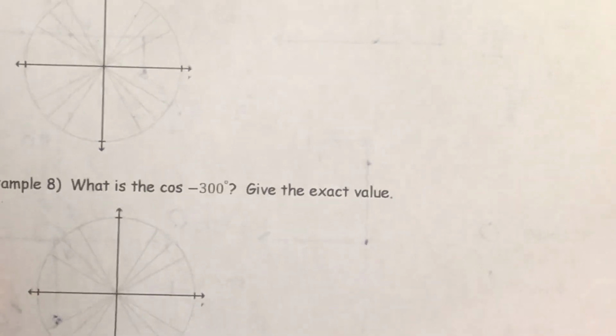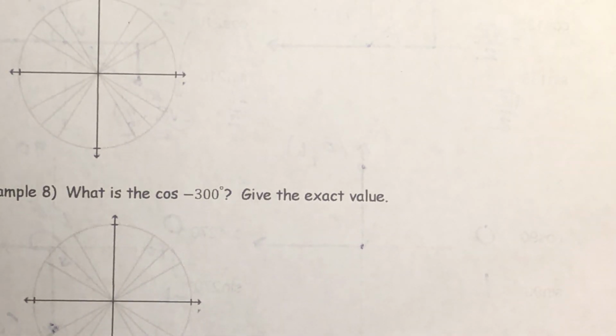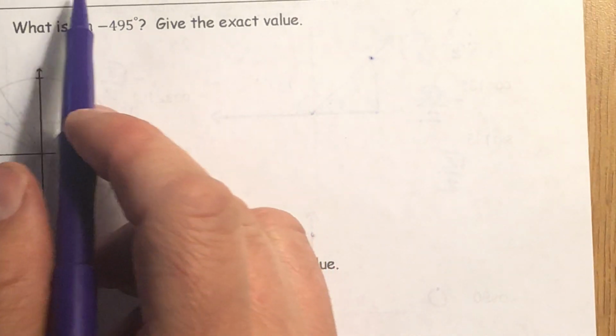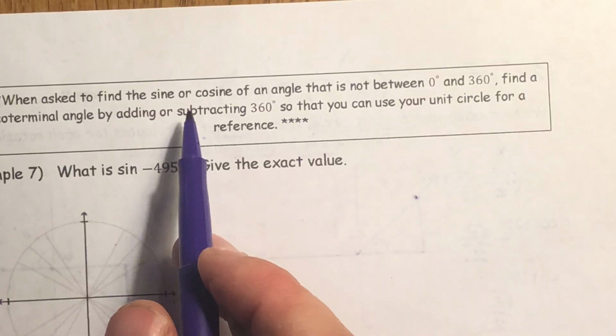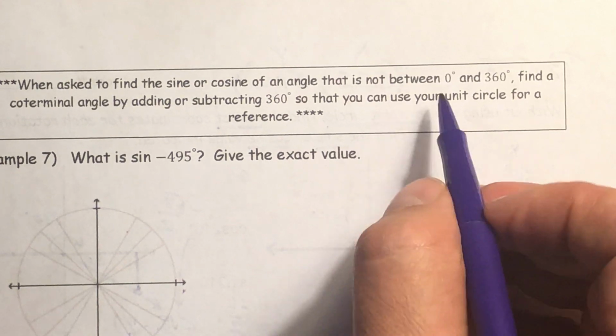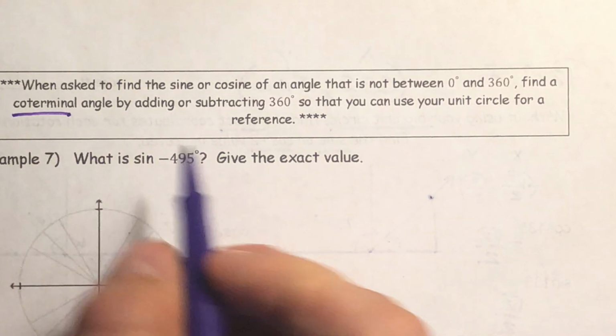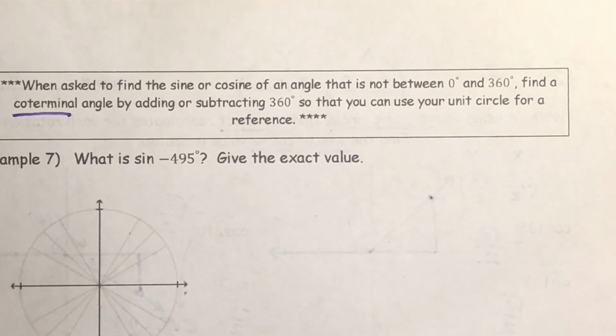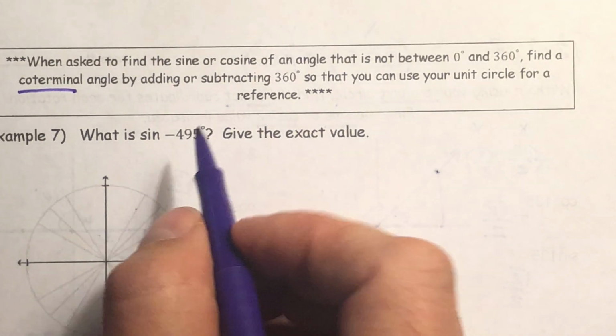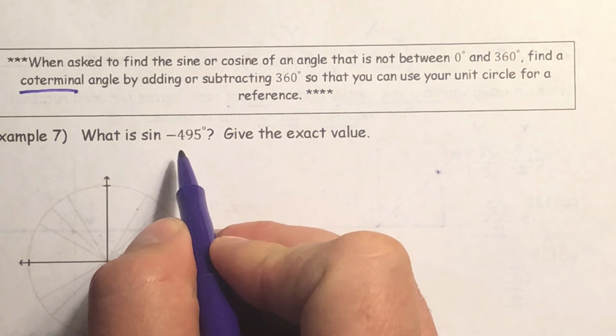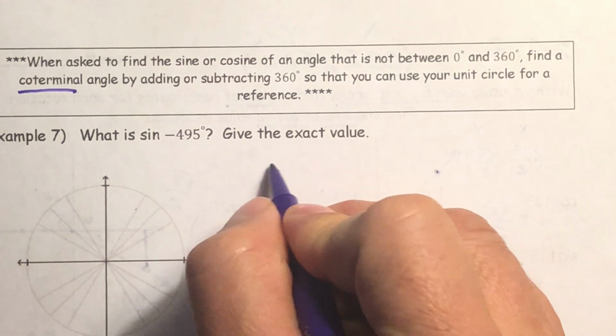All right, let's flip it over to the back side here and do a couple of these. When asked to find the sine or cosine of an angle that is not between 0 and 360, find the coterminal angle by adding or subtracting 360, so you can use a unit circle to find the reference. Okay, so what that means is right here, we got negative 495, right?